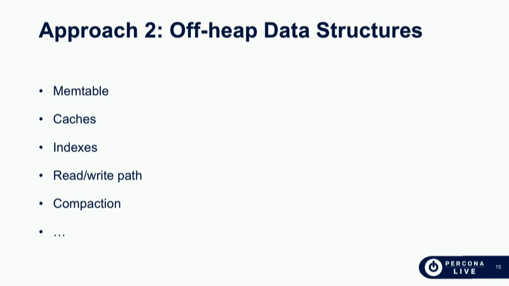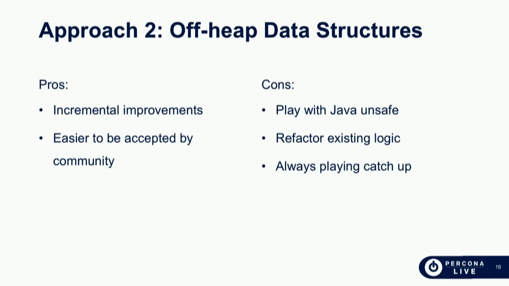The second approach we considered is to move different Cassandra data structures to be off-heap, so that we can bypass the JVM and manage the memory ourselves. So here is a list of data structures which generate a lot of objects in the JVM and cause a lot of pressure. If we can move all of these, or the majority of these components, off-heap, we should be able to reduce a large portion of the JVM overhead.